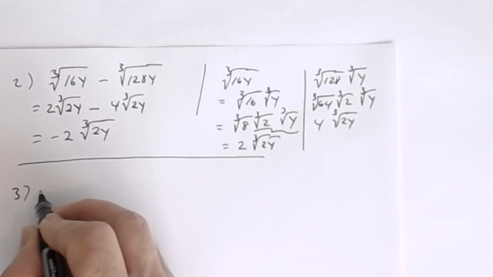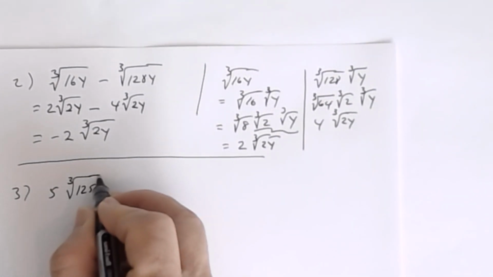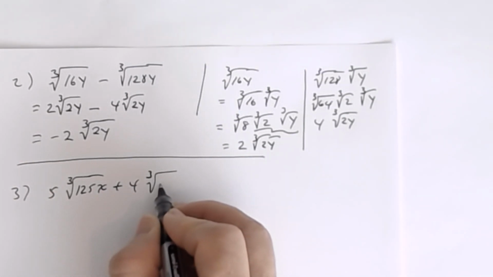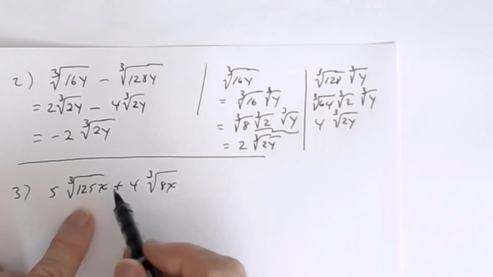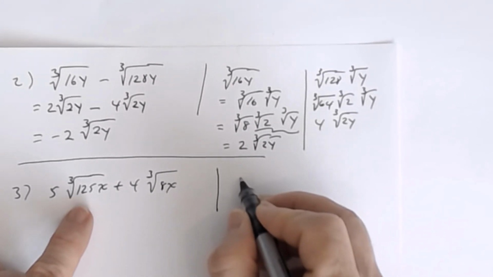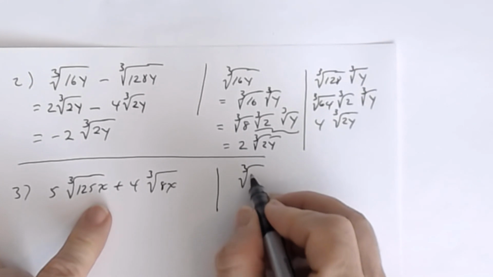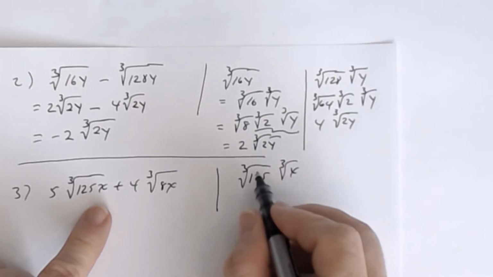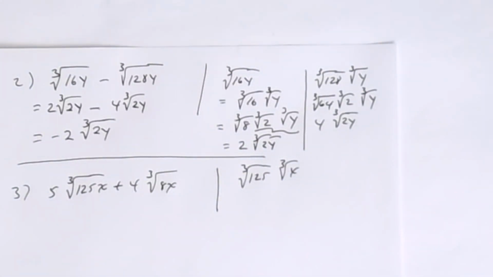Number 3, you have 5 times the cube root of 125x plus 4 times the cube root of 8x. All right, so let's simplify each of these cube roots. Let me go off to the side and do that. The cube root of 125x is the cube root of 125 times the cube root of x, right? And then let's think about the largest perfect cube that goes into 125.